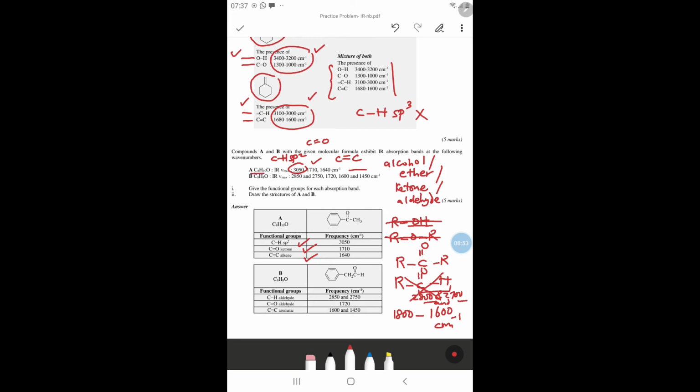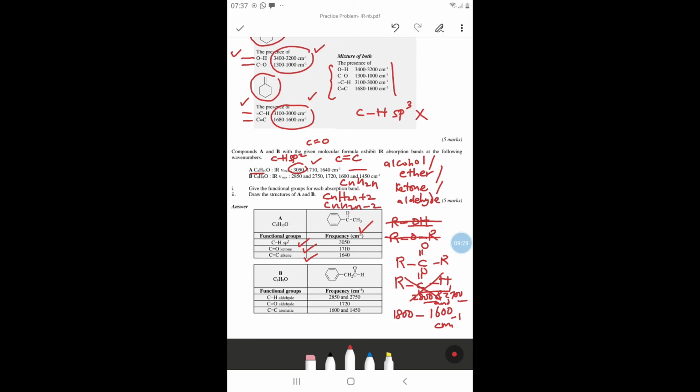C8H10. Okay, you need to remember CnH2n plus 2, CnH2n minus 2, and CnH2n. Since the number of carbon is more and the number of hydrogen is less, there might be a double bond there. And you have the carbonyl. So this is the structure of the compound that corresponds to the IR data given and fits the molecular formula.